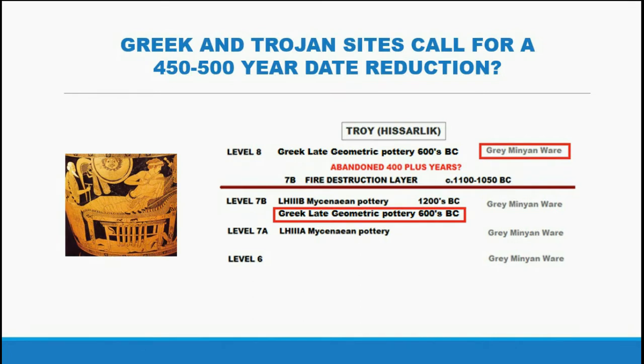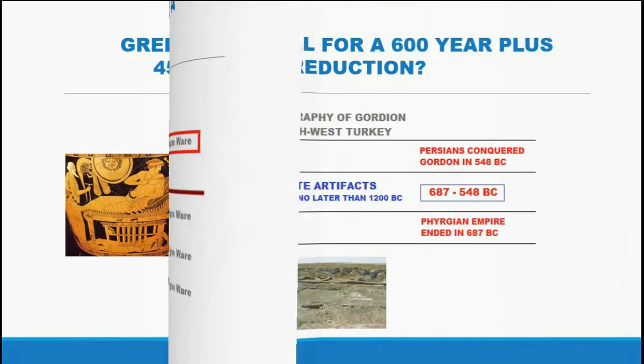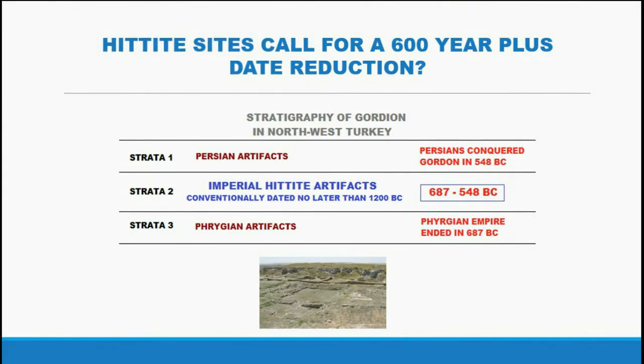That said, there are major anomalies at the site. The first is that the grey minion ware found in the levels of the Mycenaean period below the destruction level is also found above the destruction level with no apparent change hundreds of years later. The second major anomaly is that the Greek late geometric pottery dating from the 600s BC is also found below the destruction level in level 7b. In Hittite sites, we find even more and stranger anomalies.